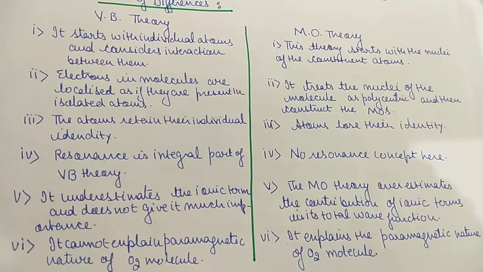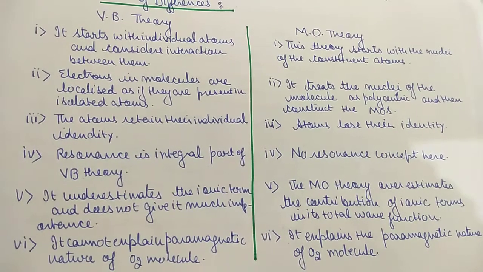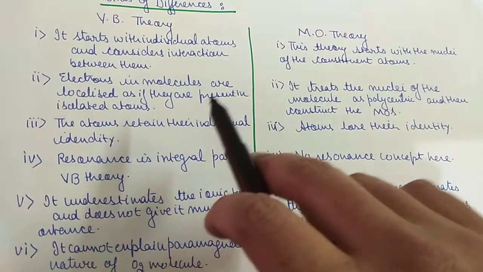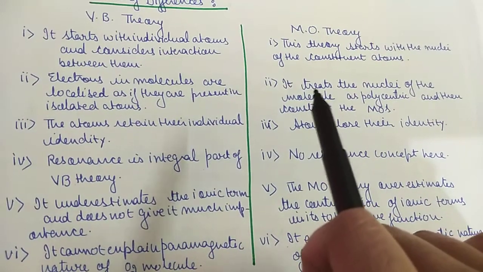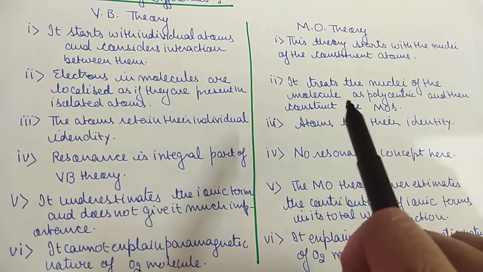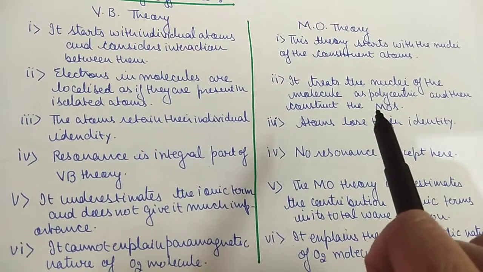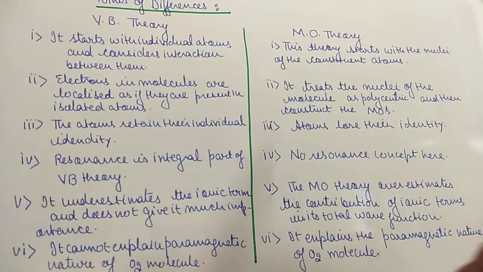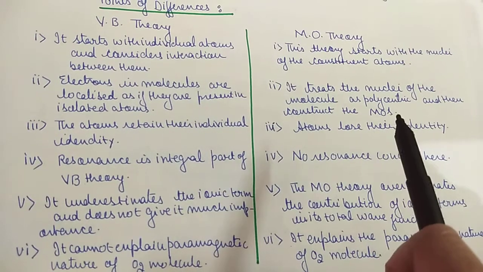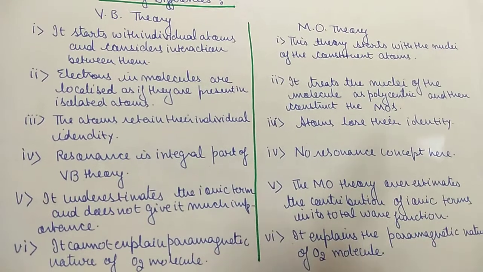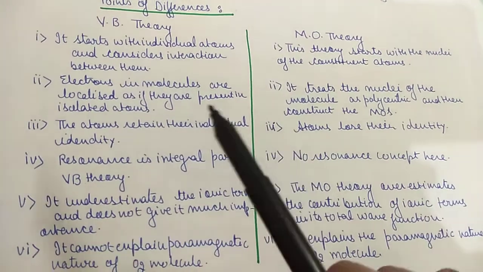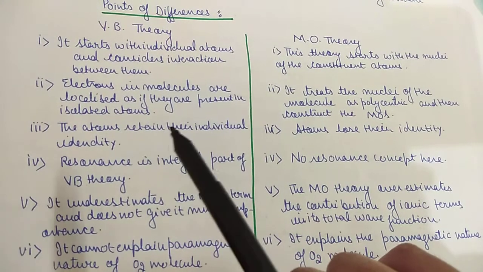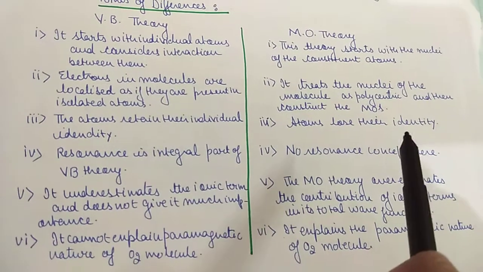Then electrons in molecules are localized as if they are present in isolated atoms. Yes, they do not lose their identity. In molecular orbital theory, the nuclei of the molecule are treated as polycentric and then the molecular orbitals are constructed, meaning they lose their identity. They are not localized in molecular orbital theory. The atoms retain their individual identity in valence bond theory, while in molecular orbital theory atoms lose their identity.